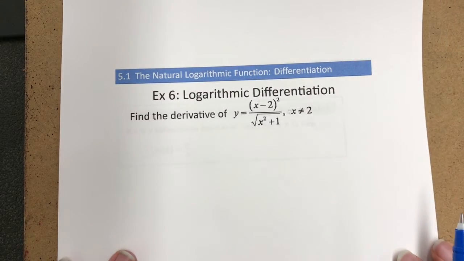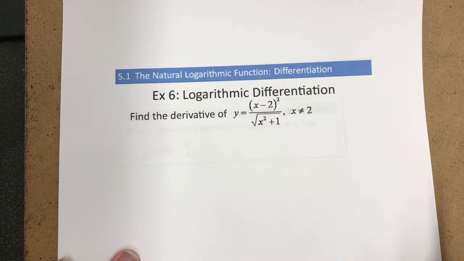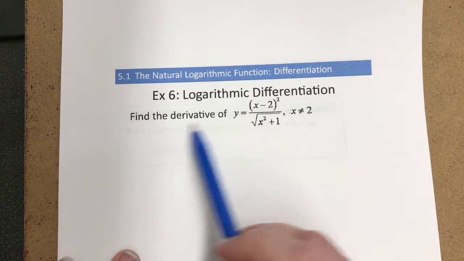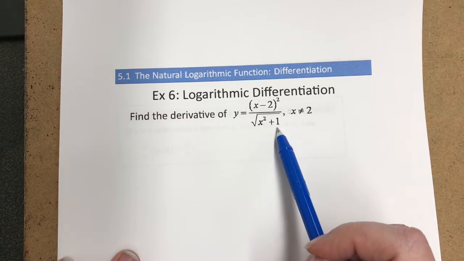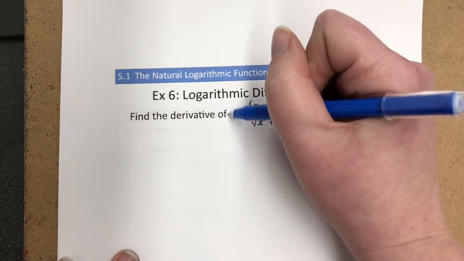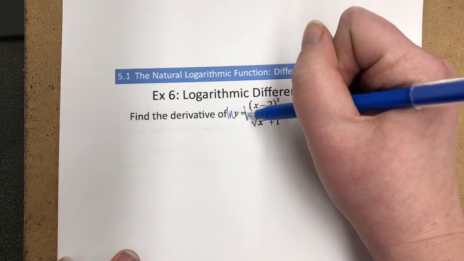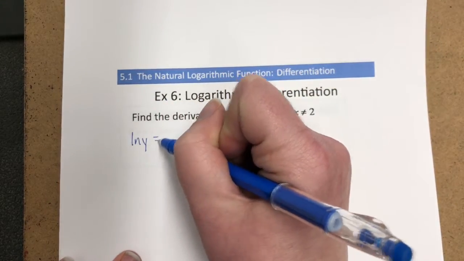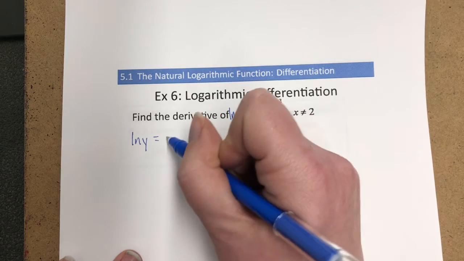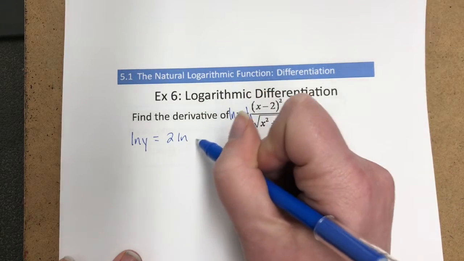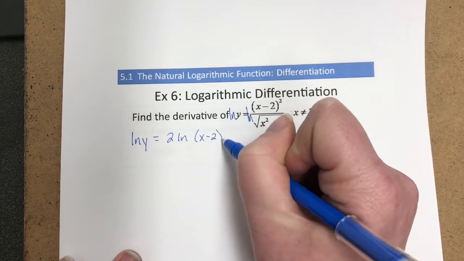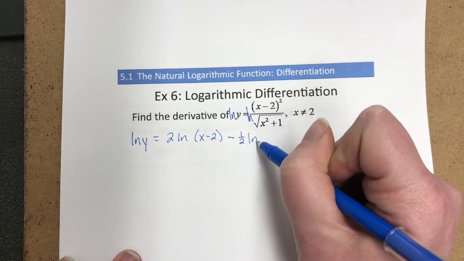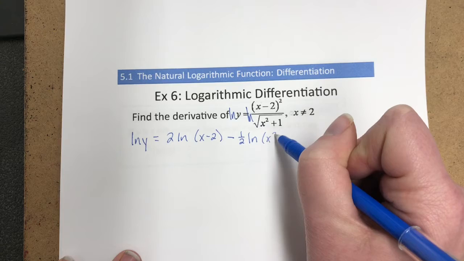For our next problem, I'm going to do the same type of thing where since they don't have a log in the problem, I'm going to go ahead and take the natural log of both sides so I can simplify this problem. So I'd have the natural log of y equals 2 times the natural log of x minus 2 minus 1/2 times the natural log of x squared plus 1.